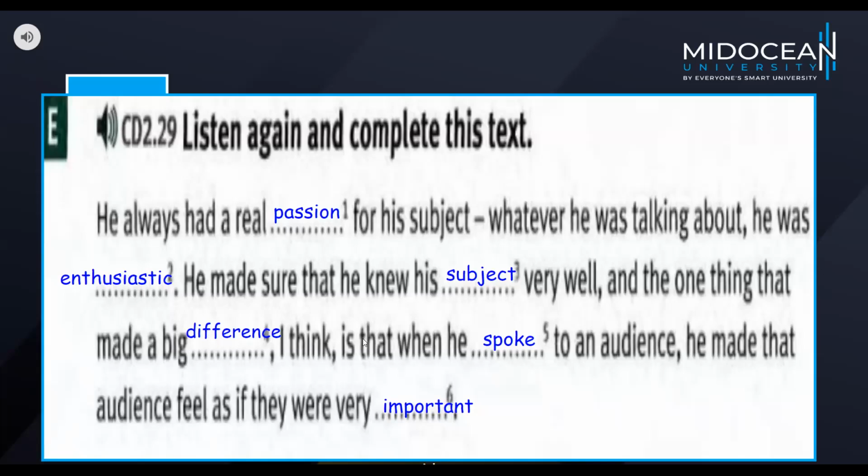So difference means change. That's when he spoke. Speak means to talk, and spoke is the past of speak. So spoke to an audience. He made that audience feel as if they were very important. He makes the audience feel that they are very important.